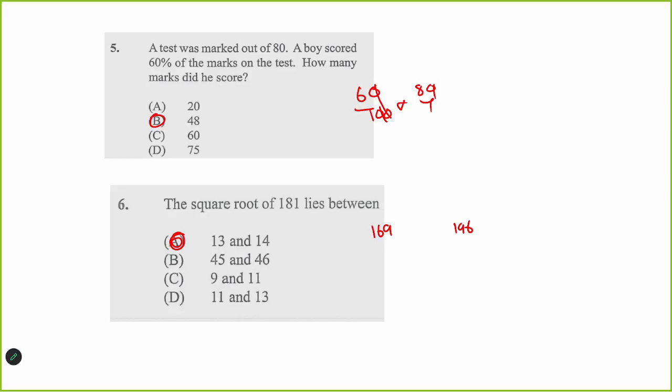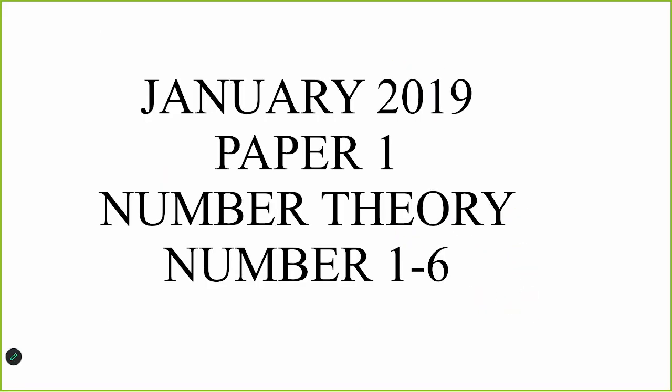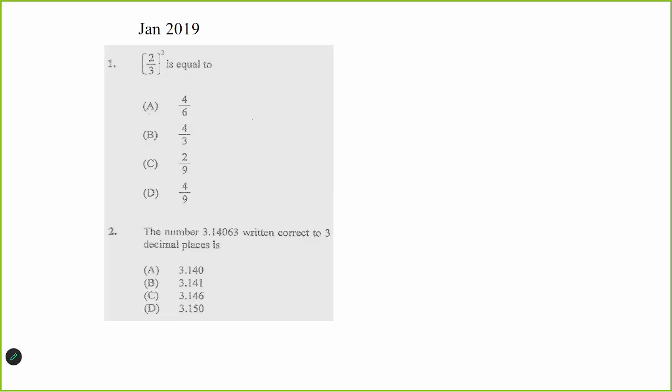Alright. And that is the end of May, June 2019. Let's look at January 2019, paper 1, number 3 section. This is a repeated question. We just also had 2 2s by 2 2s. 2 by 2 is 4, 3 by 3 is 9. So, D.